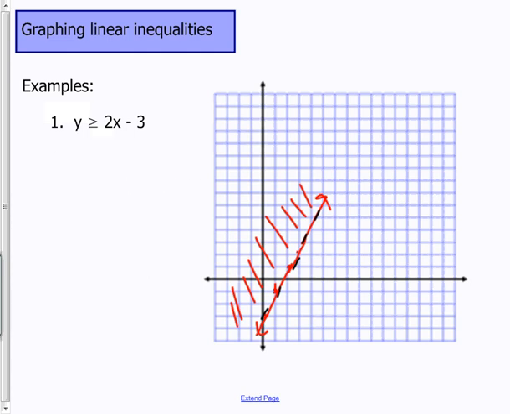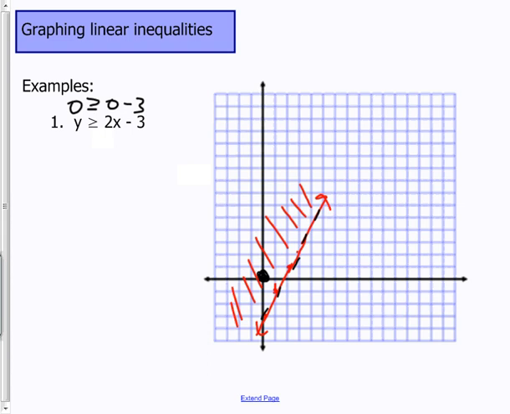Let's talk about that for a second. So on this graph, if I grab this point right here, (0, 0), it's on the shaded inside. So what does that mean about the point (0, 0)? It should work. 0 should be greater than or equal to 2 times 0, which is 0, minus 3. Is 0 bigger than minus 3? Yes, it is. So it works.